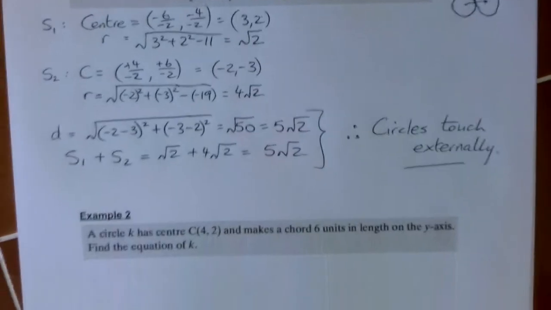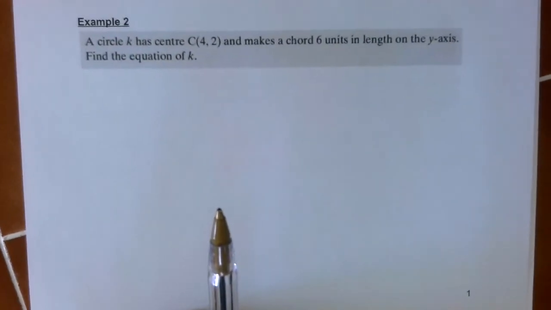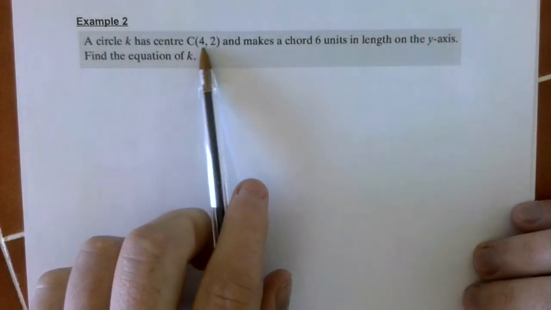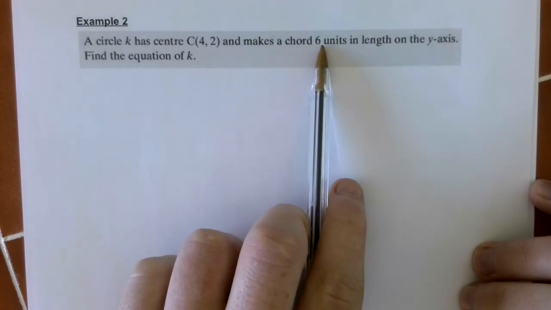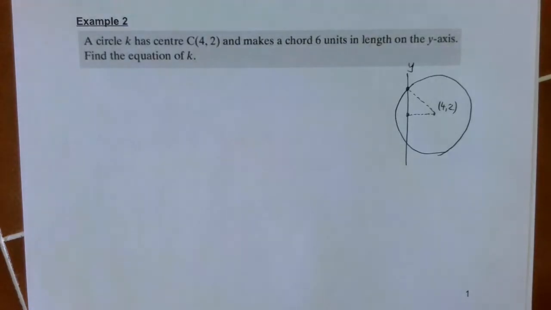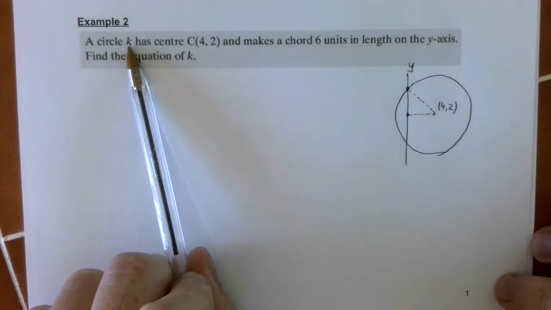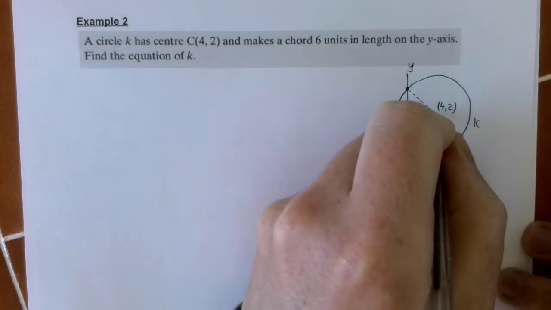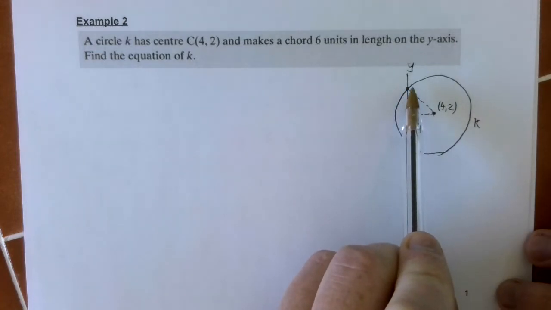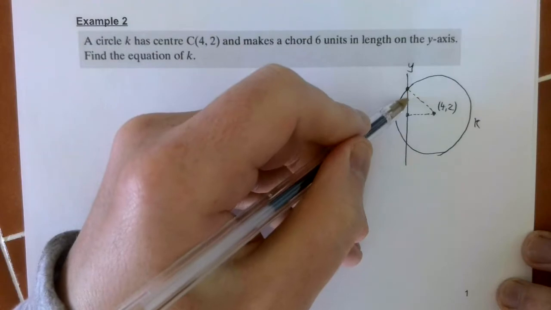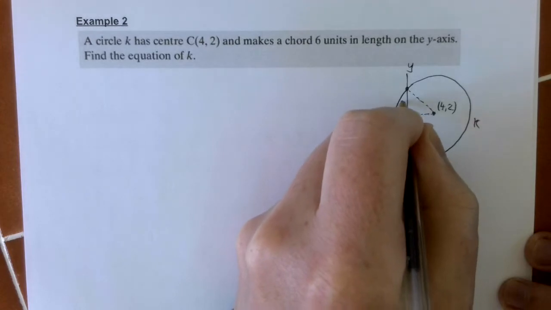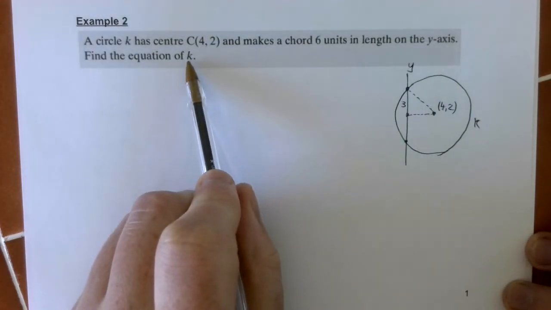Moving on to example 2. The circle K has a center (4, 2) and makes a chord of 6 units in length on the y-axis. Find the equation of K. Just to draw out what this looks like, the circle K has a center of (4, 2), and it makes a chord of 6 units in length on the y-axis. So the distance from here to here has to be 3. And then it says find the equation of K.